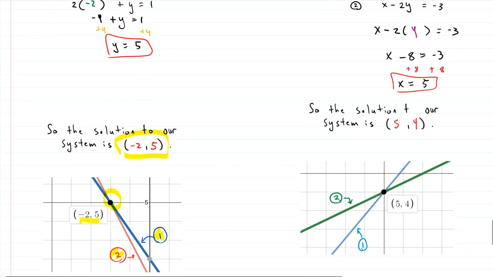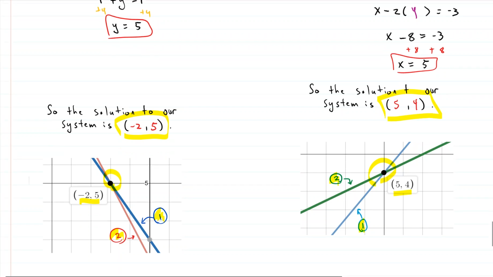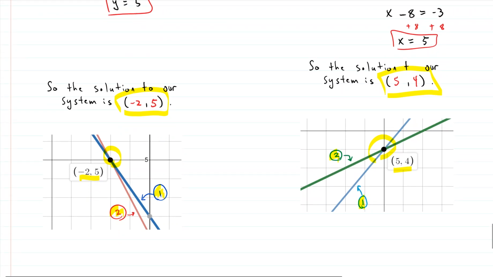If we look at the graph, we can see that's the point where these two lines cross. We can see our equation 1, or line 1. There's our second line, equation 2, and it says they cross at the point 5, 4, which is what we found algebraically. Hope this helps. This is, again, 2 examples of using the substitution method to solve a system of linear equations in 2 variables.